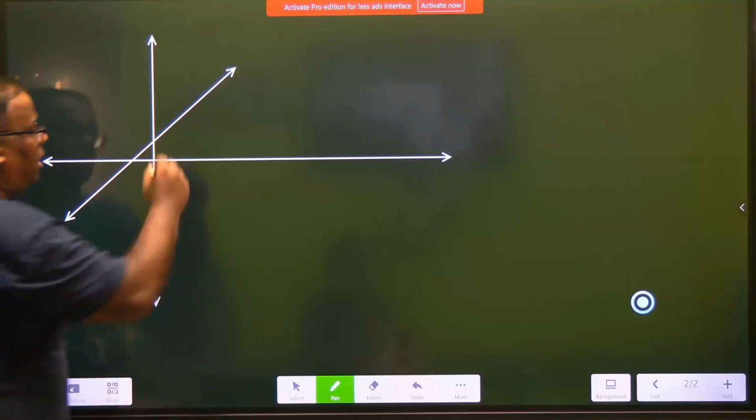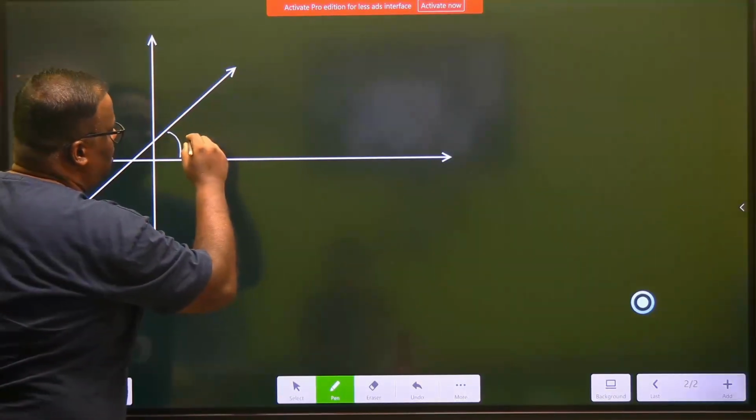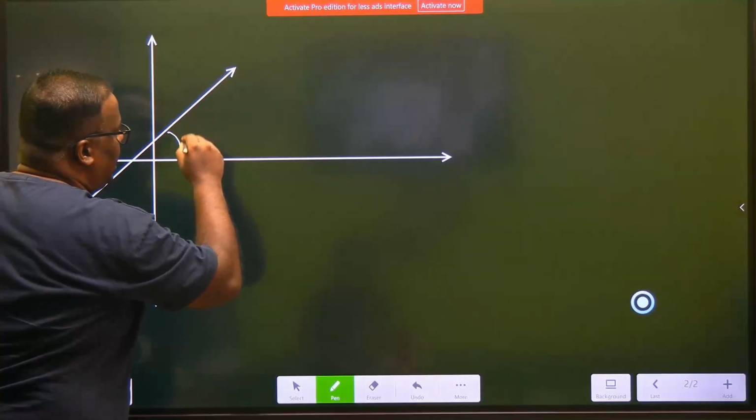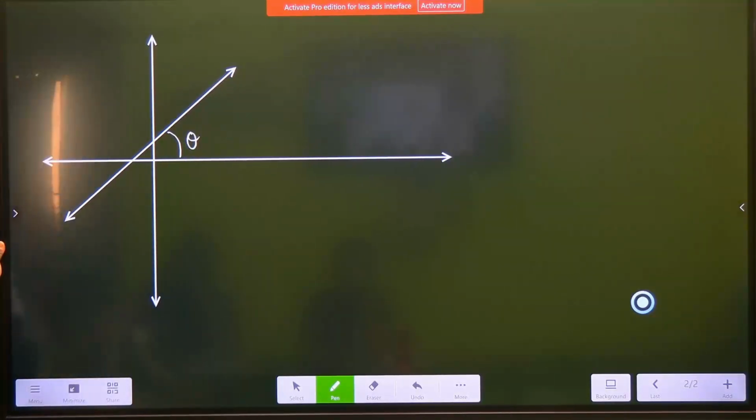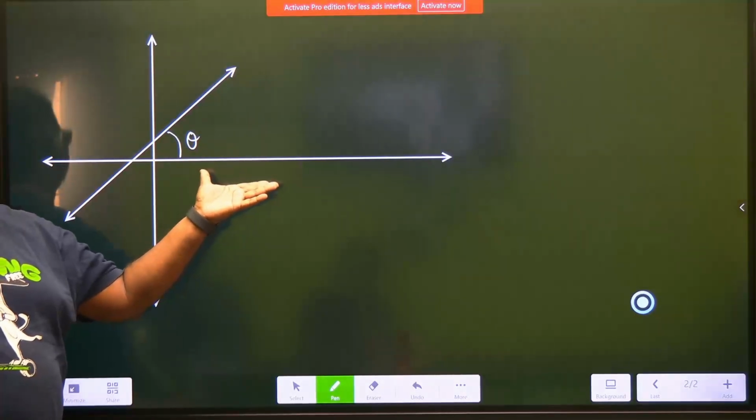So by slope, we try to mean what is the angle that my line is making with the positive direction of the x-axis.